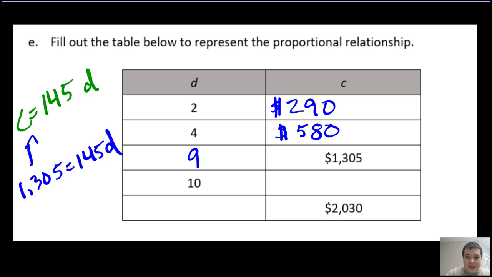For 10 days, this is going to be $1,450 because we multiply 145 times 10. Again, for $2,030, we're going to again replace C with $2,030, and then divide both sides by 145 or multiply by 1 over 145. We find this is 14 days.